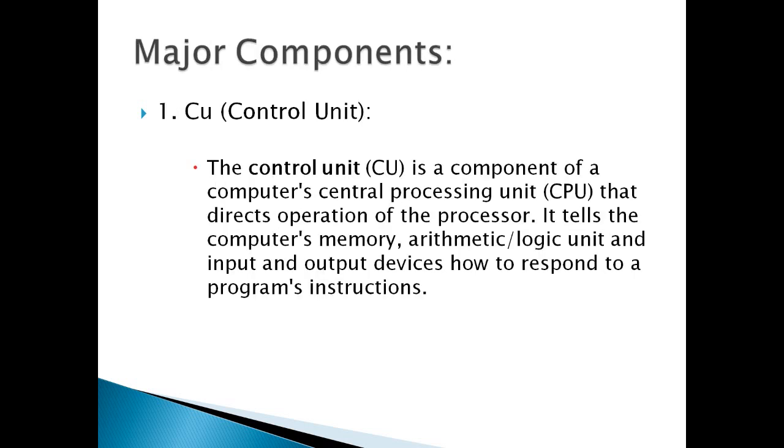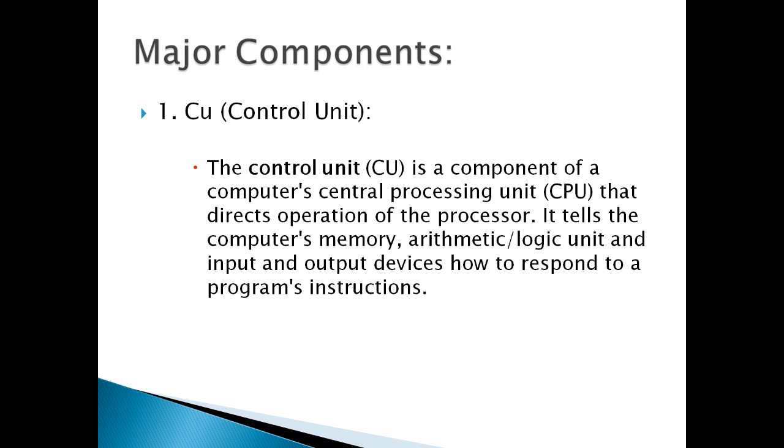Now the major components of a computer system. The most important major component is called the CPU. CPU is the central processing unit. We call it that because it controls everything inside our computer. It has two basic parts. Number one is called the CU, that is the control unit. The control unit is a component of a computer's central processing unit that directs operation of the processor. It tells the computer's memory, arithmetic logic unit, and input and output devices how to respond to a program's instruction.